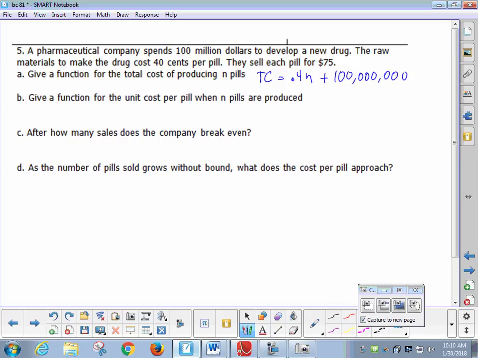Now let's talk unit cost. Most books in econ or business calc would call that C bar. You could call it unit cost if you want, that's fine. The cost per pill, you would have to take the total.